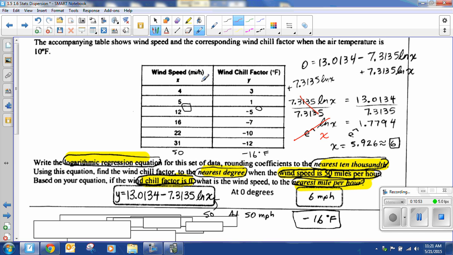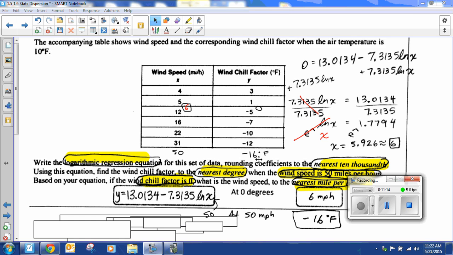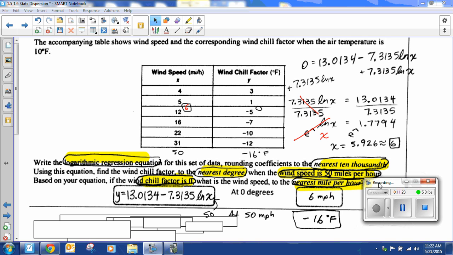And that makes sense because 0 is closer to 1 than -5, and 6 is much closer to 5 than 12. And this also is a reasonable answer because at 50 miles an hour, which is the fastest speed, -16 is the coldest temperature here. So ladies and gentlemen, there is how to use regression models to make predictions for whatever the situation is, whether you're given the x, you solve for y, or whether you're given the y, you solve for x. Best of luck to you.